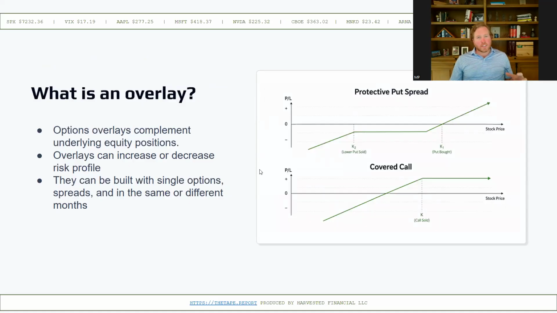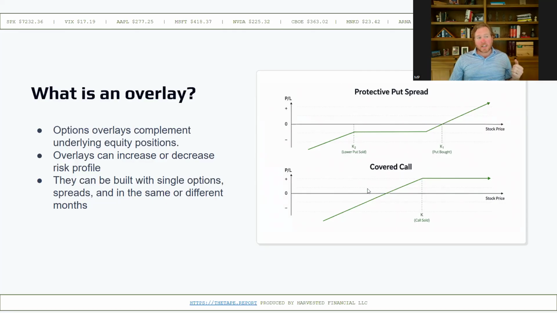Since we're talking about overlays today, I want to define very specifically what an overlay is. An options overlay is something that complements a specific underlying equity position. It's where we trade an option against a stock position that we're holding. That could be buying protective puts or a protective put spread, like we see here.